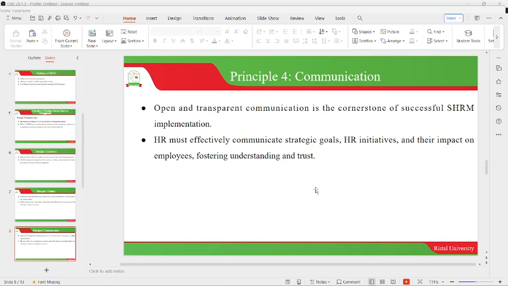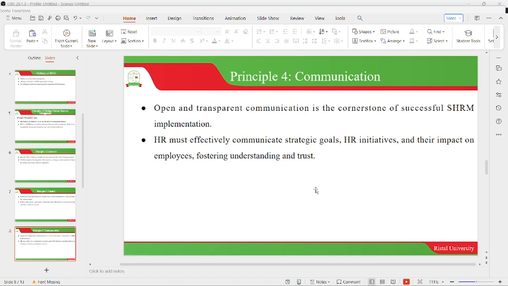It's still under communication, we are talking about initiatives and their impact on employees, fostering understanding and trust. So you need to have clear strategies of telling the employees what is expected of them. Here they're saying that the HR must effectively communicate strategic goals, HR initiatives, and their impact on employees, fostering understanding and trust. So if you communicate to the employees, they will be able to trust you.